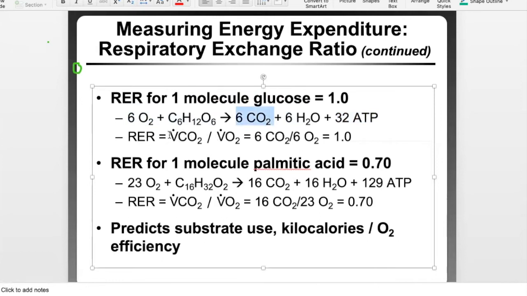And the volume of carbon dioxide produced divided by the volume of oxygen consumed, which is 6 carbon dioxides produced and 6 oxygens utilized, is a ratio of 1. And that's why the respiratory exchange ratio for 1 molecule of glucose is 1.